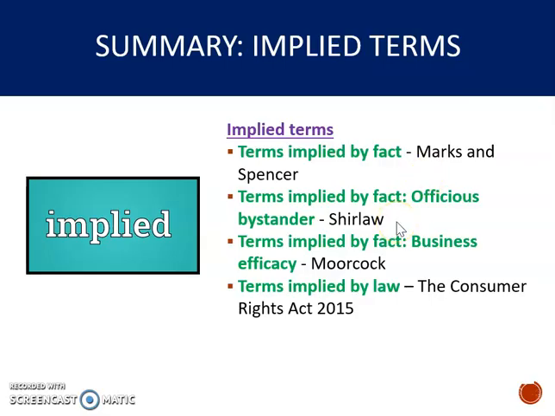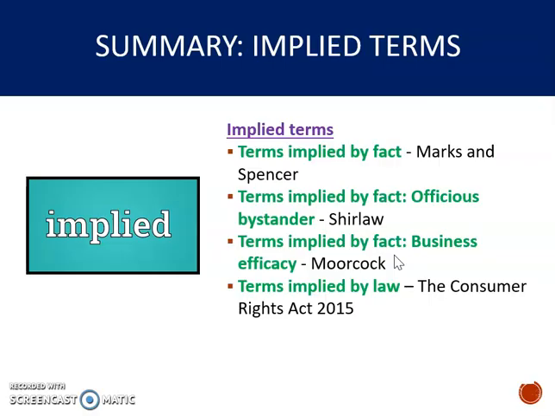Shirlaw, if you remember, gave us the officious bystander test. And this is a test which says that the courts can imply a term if it's clear that both parties would have agreed to that term at the time that the contract was made. Business efficacy came from the case of the Moorcock, and that was where the term has to be in there, basically for the business contract to function.